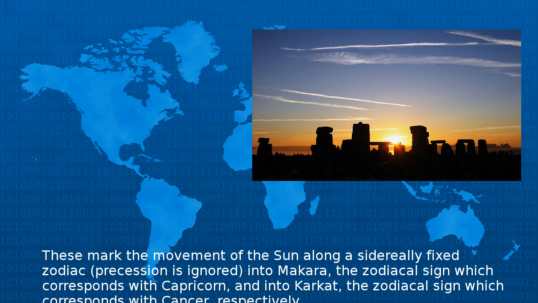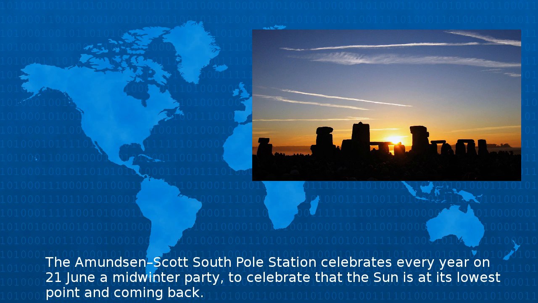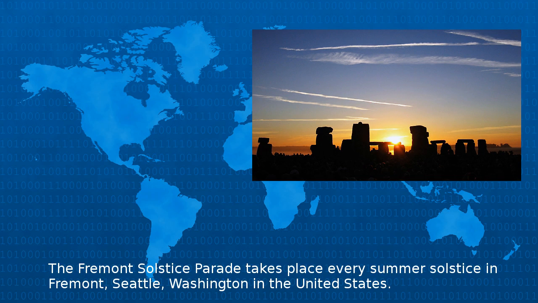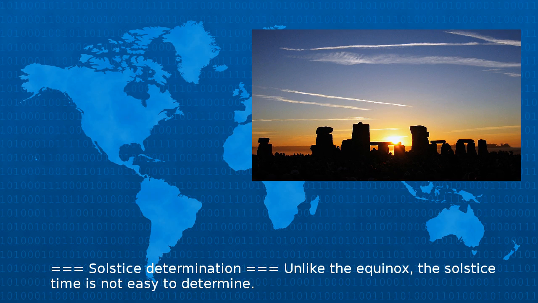Precession is ignored. The sun moves into Makara, the zodiacal sign which corresponds with Capricorn, and into Karka, the zodiacal sign which corresponds with Cancer, respectively. The Amundsen-Scott South Pole Station celebrates every year on the 21st of June a midwinter party, to celebrate that the sun is at its lowest point and coming back. The Fremont Solstice Parade takes place every summer solstice in Fremont, Seattle, Washington in the United States.